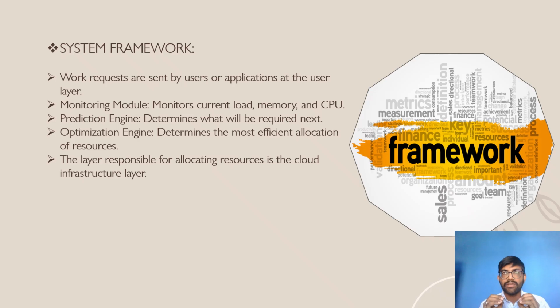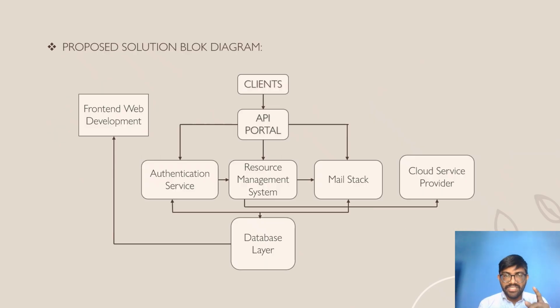When it comes to optimization, it means cost reduction. Mainly, the optimization engine tells us how to reduce the cost. And the infrastructure layer is responsible for allocating the resources, like infrastructure. This is my framework.